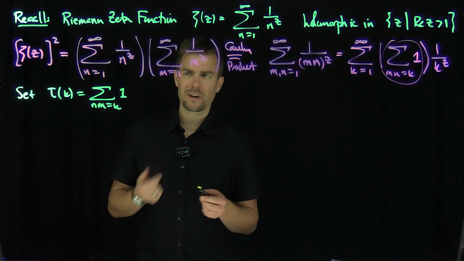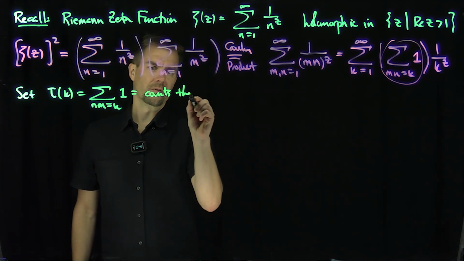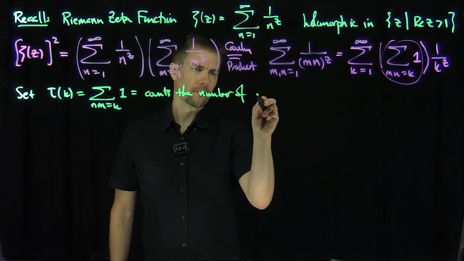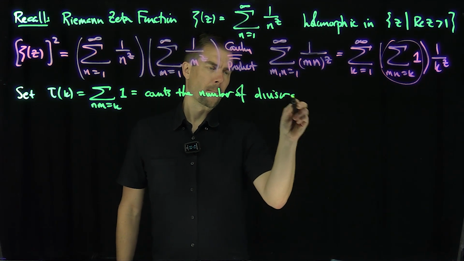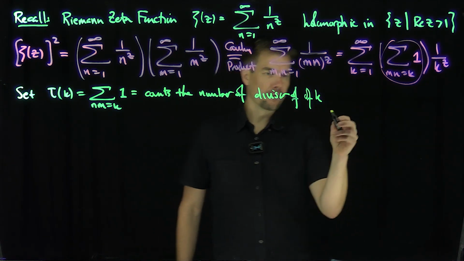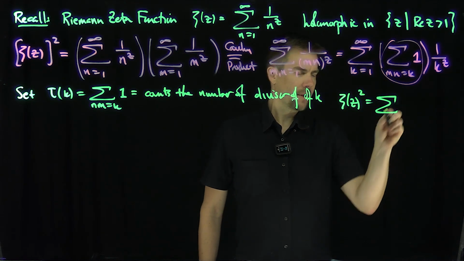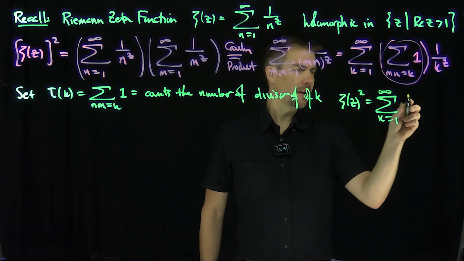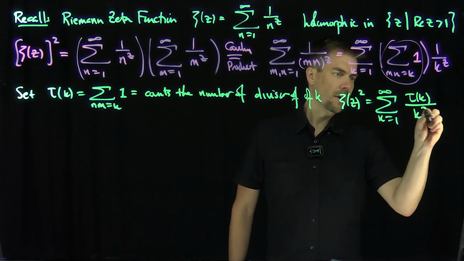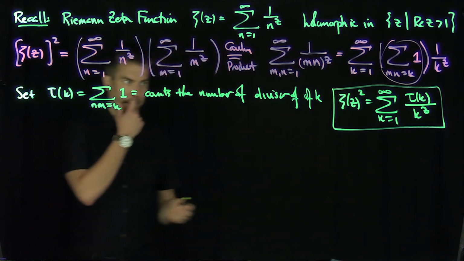Oh, this is just counting the number of divisors of k. And so we've just shown that zeta of z squared is really the sum, k goes from 1 to infinity, of tau of k, the number of divisors of k, over k to the power z. Beautiful. That gives us our first functional form for zeta.